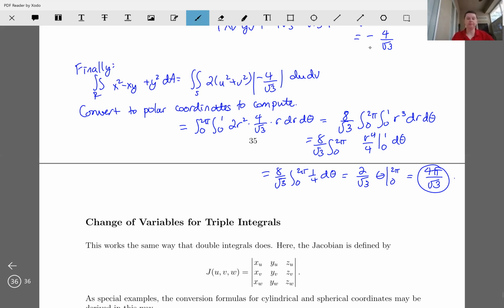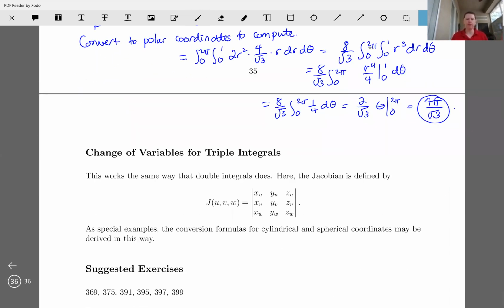Phew! So as you can see, these problems take a while. It was not super easy, right? Because what took us the longest was finding the transformation. But once we found the transformation, we can go use the tools that we already have.